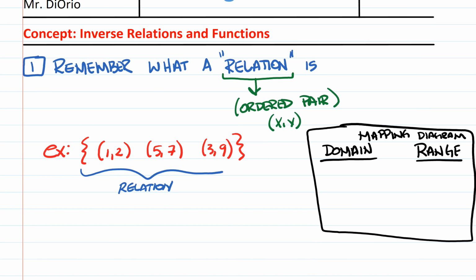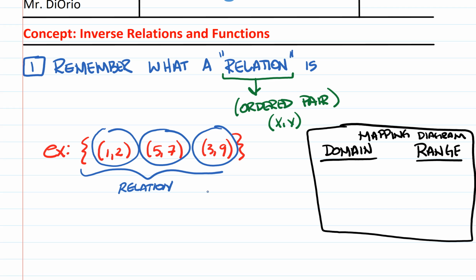So box 1 says, I want you to remember what a relation is. And a relation is nothing more than an ordered pair. So when you have an x and a y together, you have a relation. So as an example, I have this relation over here. I have the pair (1, 2), I have the pair (5, 7), and then I have the pair (3, 9). And collectively, this set of ordered pairs makes a relation.